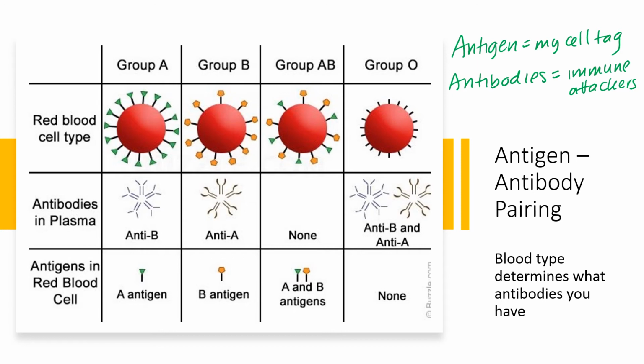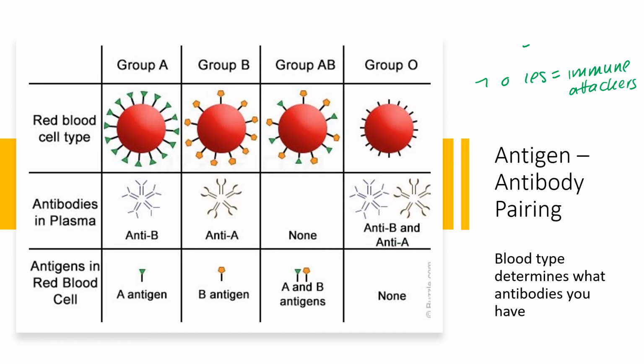Group AB blood has both A antigens on it and B antigens on it. If it had anti-A antibodies, you'd be attacking yourself. If you had anti-B antibodies, you would also be attacking yourself. So group AB blood has no antibodies that are going to attack A's or B's. Group O, if you recall, has no antigens. You see how there's nothing at the end of these spikes? It's just a naked cell. So it has no antigens on it. So anything that comes in with an antigen is foreign. Therefore, you make both types of antibodies.